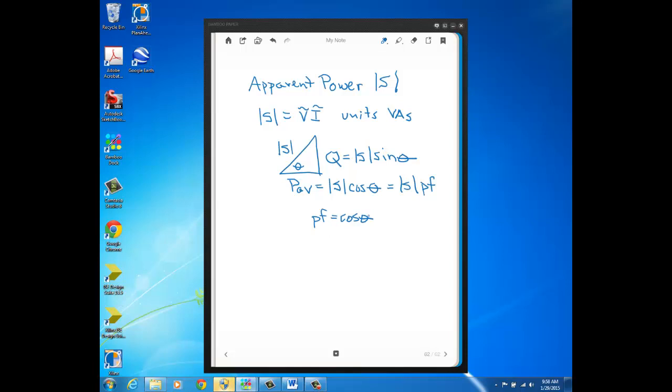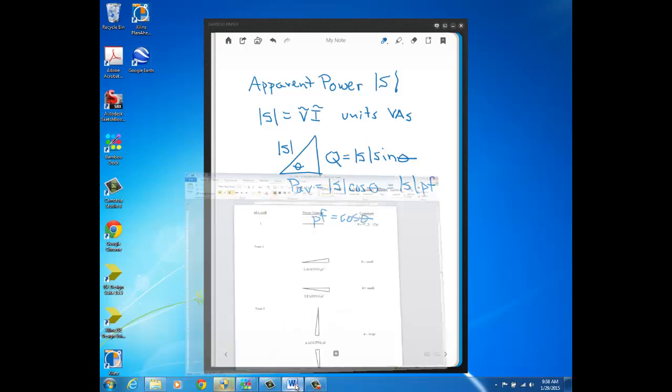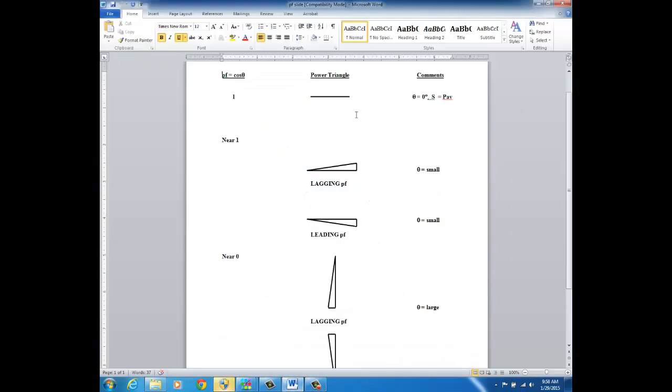Okay, to explain that, I have a handout right here that shows the use of defining power factor as cosine theta. As you can see here, if we have a power factor of 1, that means the angle theta of our power triangle is 0, right? Because cosine 0 is 1. So you see what that means is that we don't have a power triangle at all, since theta is 0, P average and complex power are going to be the same value.